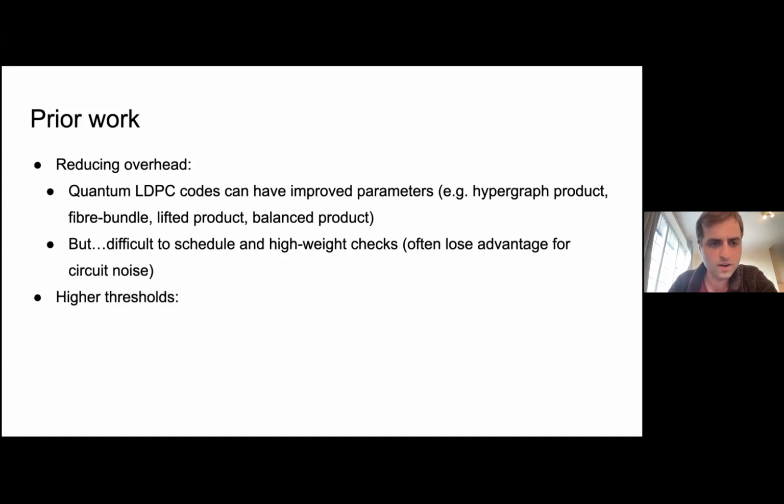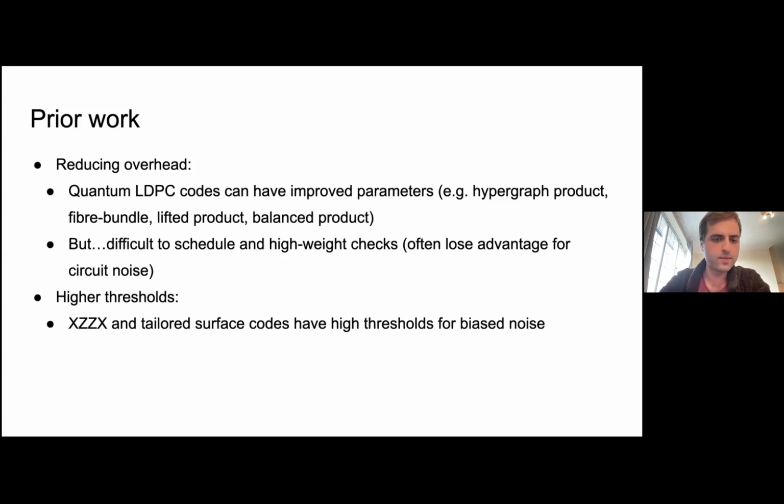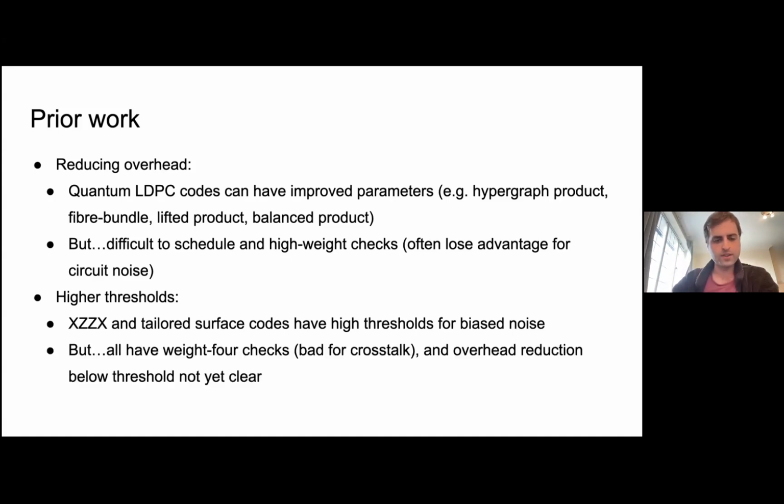And then there's other prior work on higher thresholds. For biased noise, there's been a lot of work recently on the XZZX and tailored surface codes, which have high thresholds for biased noise, but they still have the weight-four checks, which can be bad for crosstalk. And actually, it's still not clear what's the best approach for below threshold, even compared to the surface code.